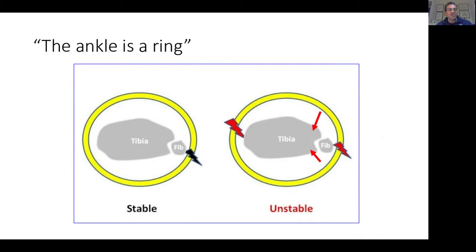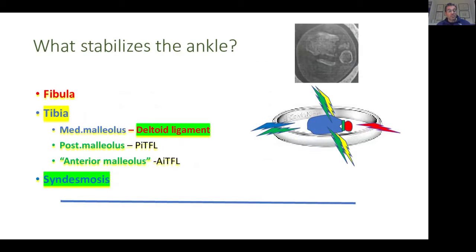And the ankle is a ring. So if a ring breaks in one place, it's still stable, it stays together. If it breaks in more than one place, it falls apart. And where does it break? So it can break in the malleoli, medial, lateral, posterior, or anterior, as I'm sure Stefan Rammelt will present to you later, or there can be a soft tissue equivalent to the bony injuries. And all these injuries affect what we call the distal tibiofibular syndesmosis.